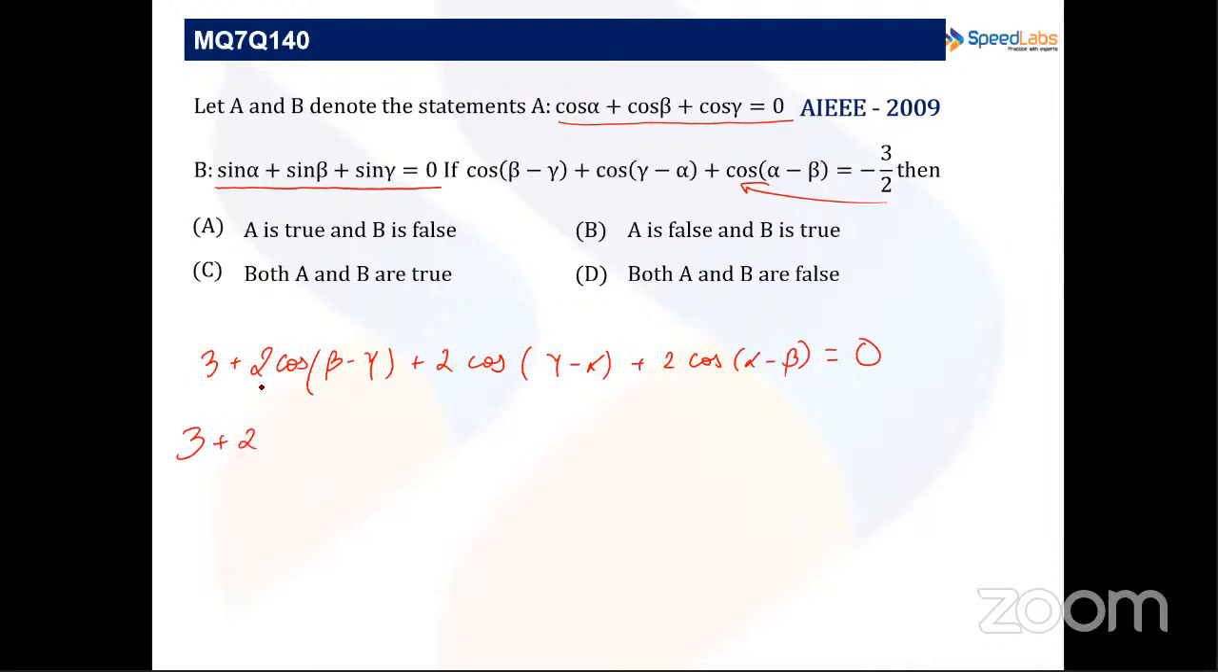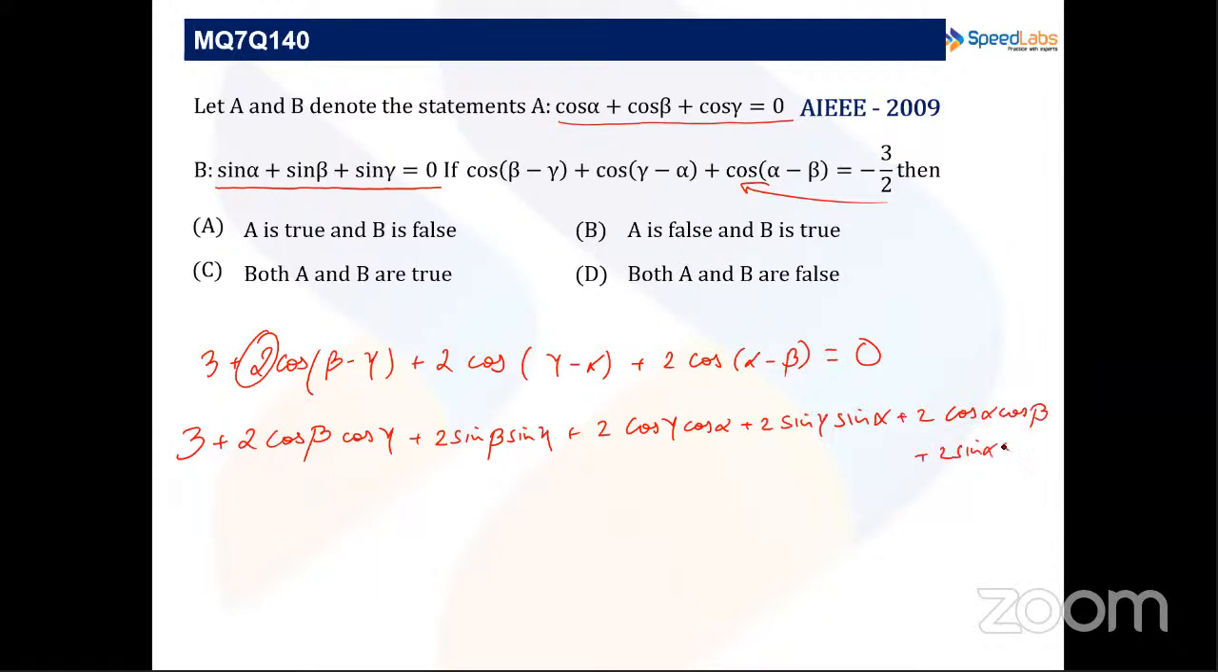Now this is 3 plus 2, and this will be cos(A minus B), that is cos A cos B plus sin A sin B. Multiplying this 2 with both the terms. Similarly, this will be cos ... sin gamma sin alpha plus 2 cos alpha cos beta plus 2 sin alpha sin beta.